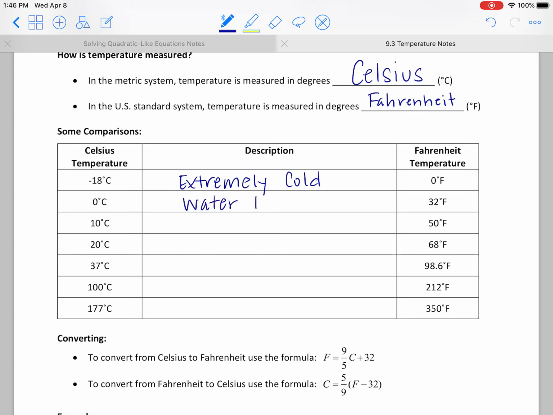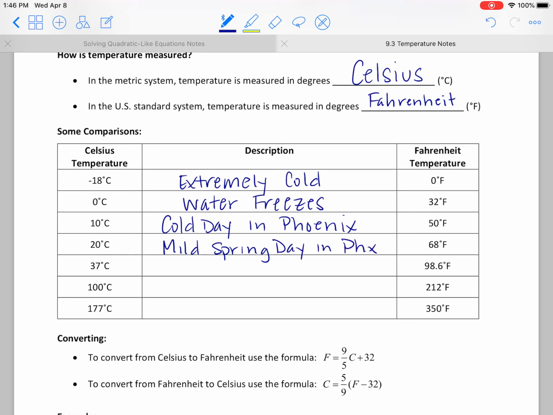32 degrees Fahrenheit is still pretty cold, cold enough, in fact, for water to freeze. So 0 degrees Celsius is about the same as 32 degrees Fahrenheit, and that is the temperature at which water freezes. That's a good one to know. 50 degrees Fahrenheit, that would be probably a cold day in Phoenix. A cold day in Phoenix, 50 degrees Fahrenheit, is going to be about 10 degrees Celsius somewhere else.